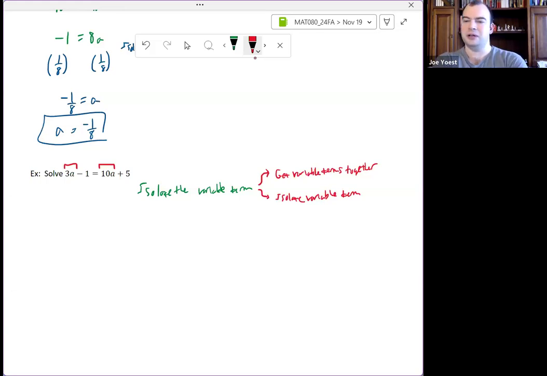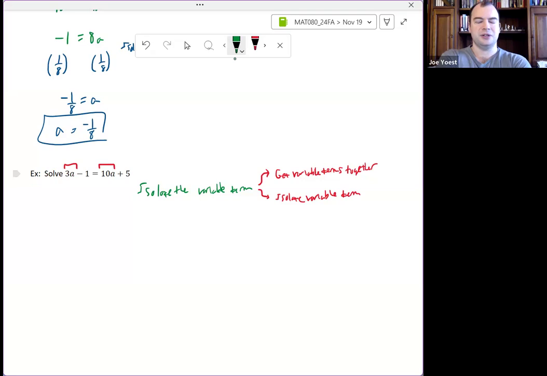At that point, I'll only have one variable term. So like I said, when you get more confident with this, when you get more used to doing it, you can do these two steps in the same line. But for now, we're going to break them into two separate sub-steps. So to get the variable terms together, I can either move the 3a to the right side or move the 10a to the left side.